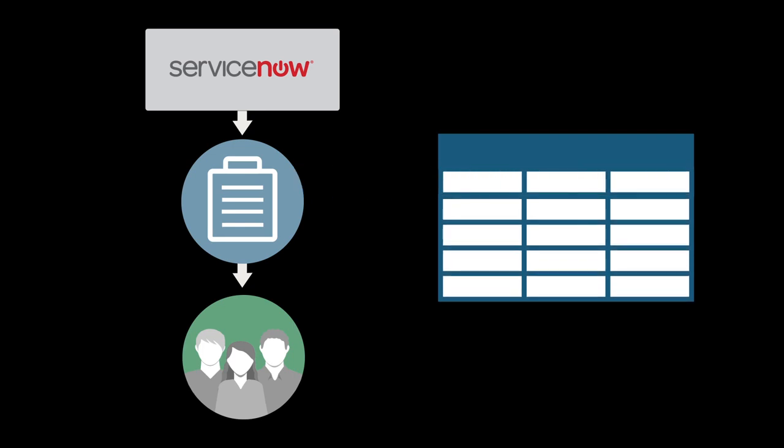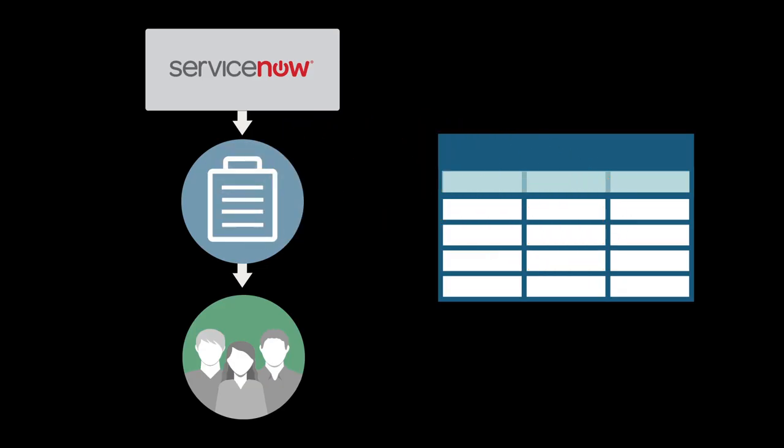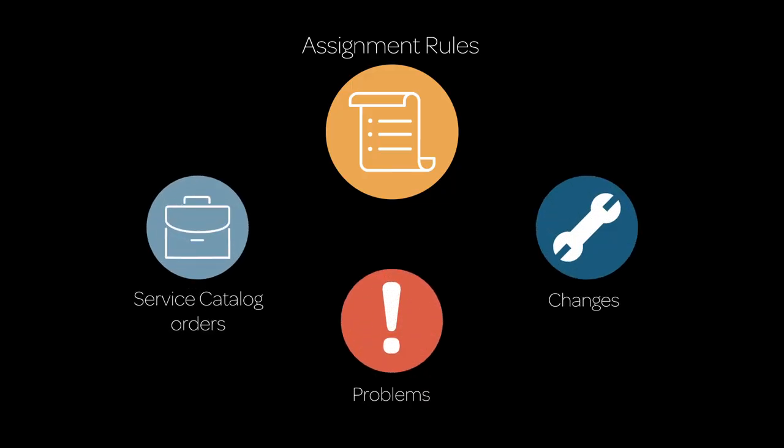Whenever a record is added or updated in the table and the fields meet the conditions, the rule is triggered and the task is automatically assigned. You can manually reassign the task later if you wish. If the task has already been assigned, no rules are run and the assignment is not changed. You can define assignment rules for lots of different tasks, like service catalog orders, problems, or changes.